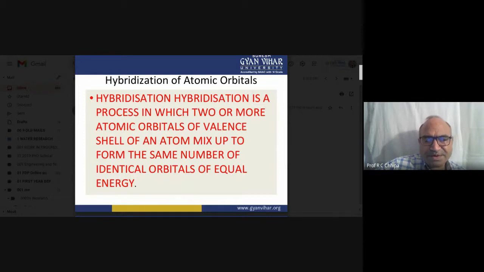For that purpose, the chemical theory of bonding was established by Pauling, and in that particular case, the concept of hybridization appears. So, what about hybridization? Hybridization is a process or method in which two or more atomic orbitals of the valence shell of an atom mix with each other to form the same number of identical orbitals of equal energy.